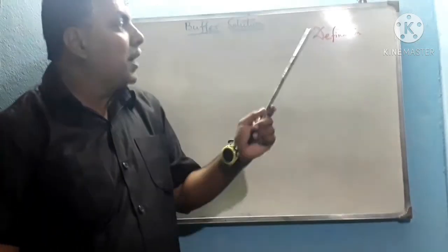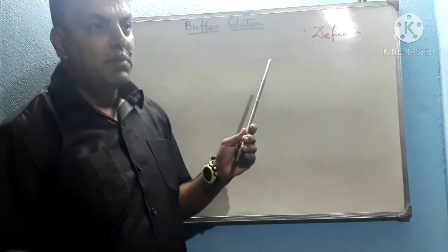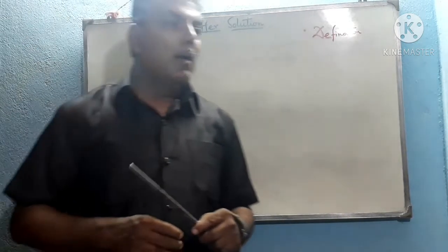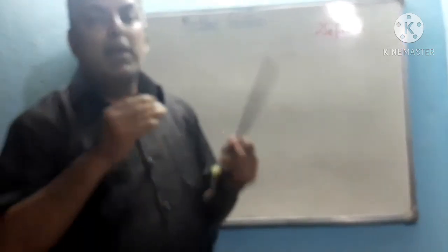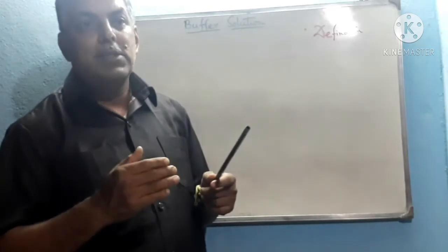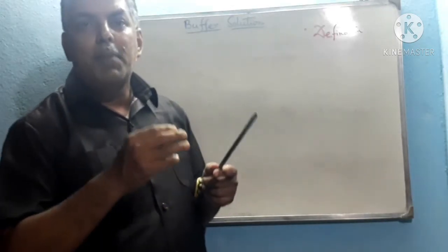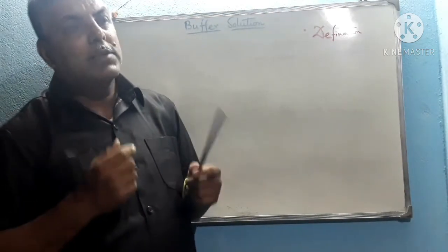Today, I am starting with the buffer solution. This is also a part of ionic equilibrium. First, we have to define which one is the buffer solution. Buffer solutions are the solutions which have a property to resist the change in pH of a solution after adding a small amount of either strong acid or strong base.